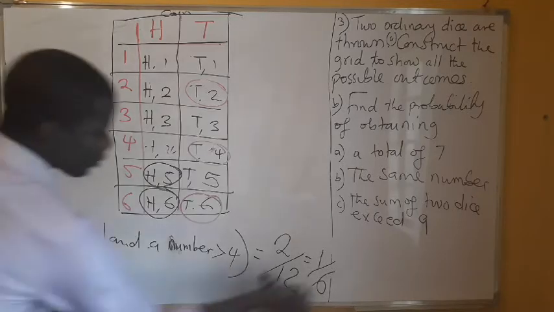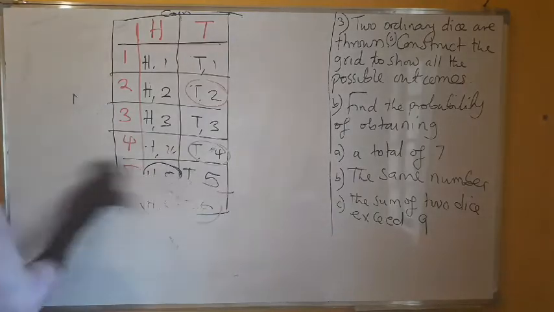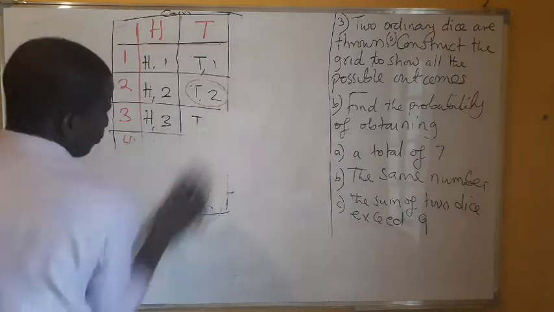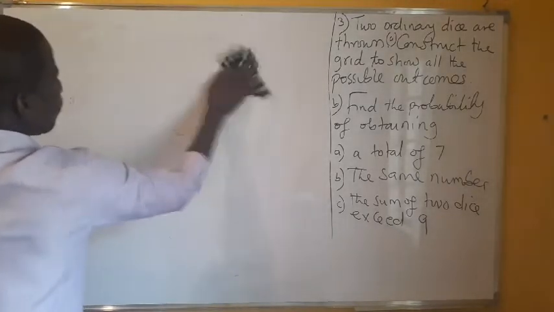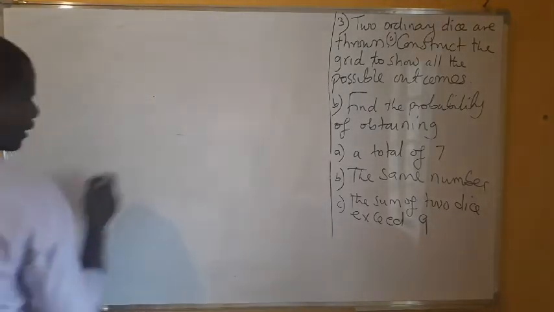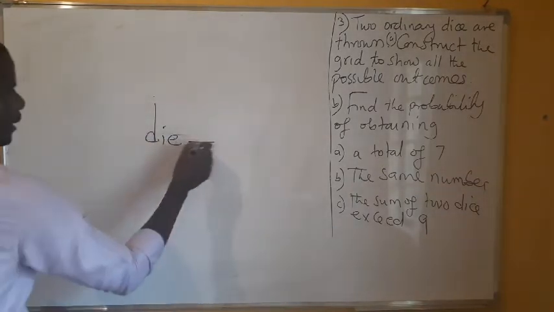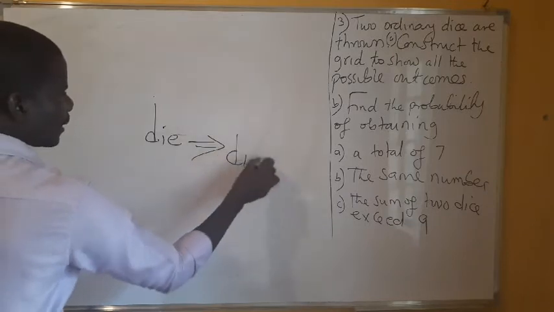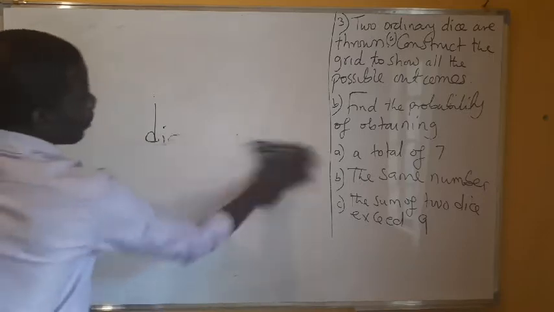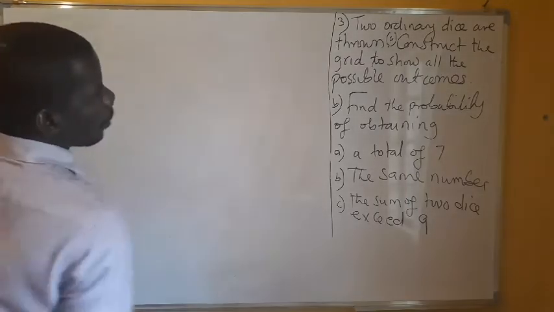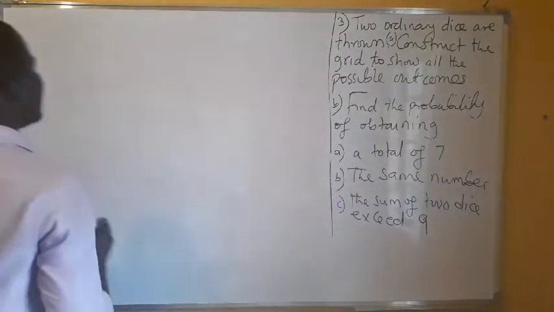So let's look at the last question. The last question involves 2 dice. Okay? So you know that this is the singular, and then the plural we have got what? That is what you are supposed to note. So here we've got what? Two ordinary dice are thrown. Construct the same grid.